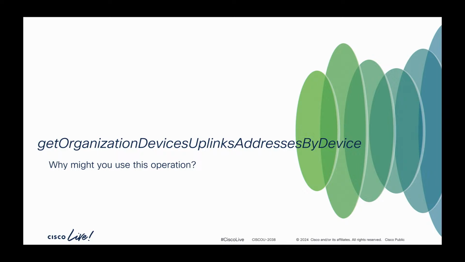Get organization devices, uplinks, addresses by device. I'm not going to call on you, but please raise your hand if you think you know what this does. Okay, a few hands, that's good. Now, for those who don't know, devices are what we call Meraki devices, switches, cameras, whatever, right? It could be an access point. So when we say organization devices, we're talking about all the devices in the organization, right?